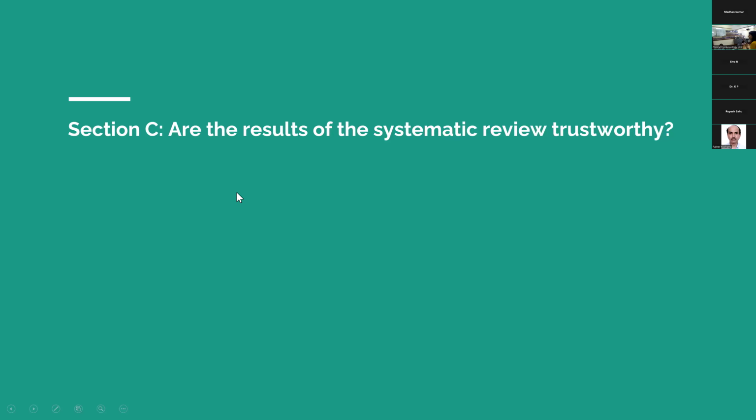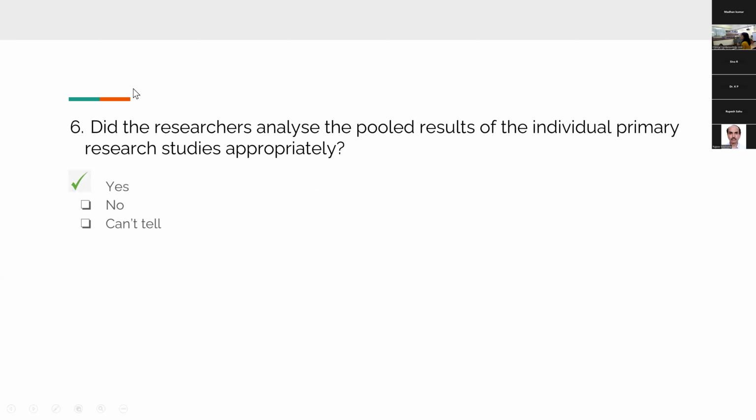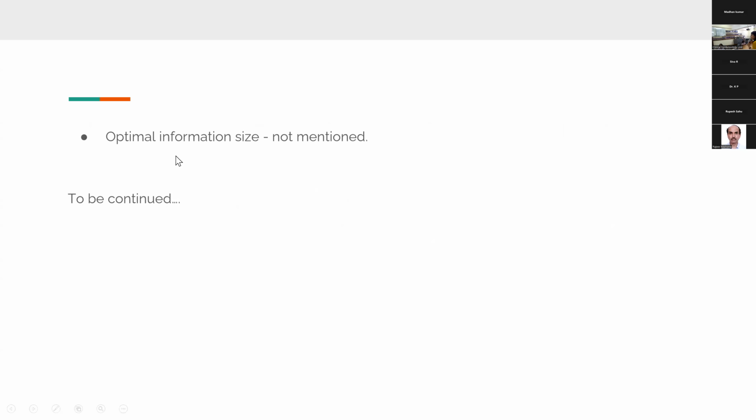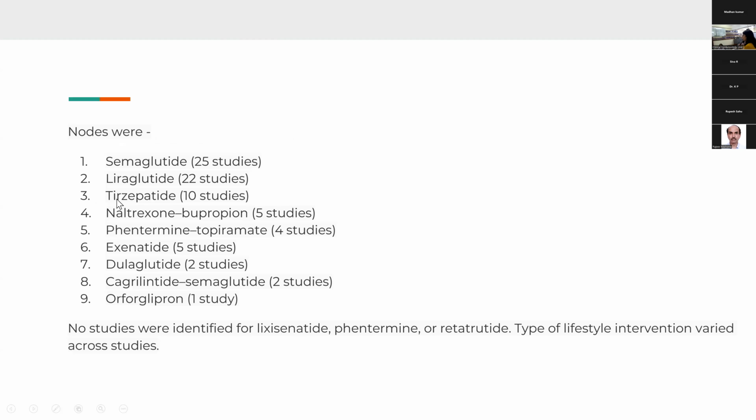Now, section C, are the results of the systematic review trustworthy? Did the researchers analyze the pooled results of the individual primary research studies appropriately? So, yes, they did. One thing was they didn't mention the optimal information size. I will come to a few of the results first before continuing with the appraisal.